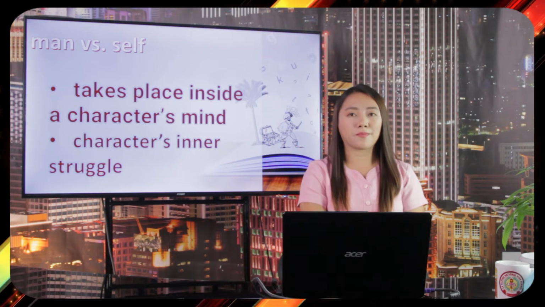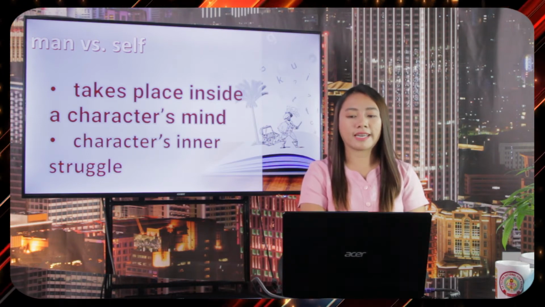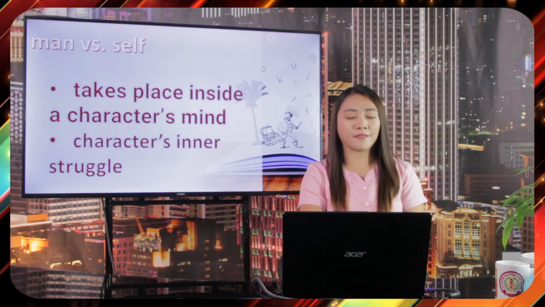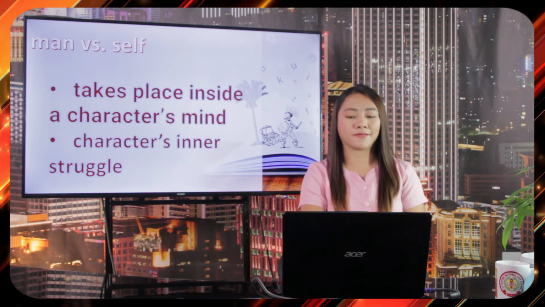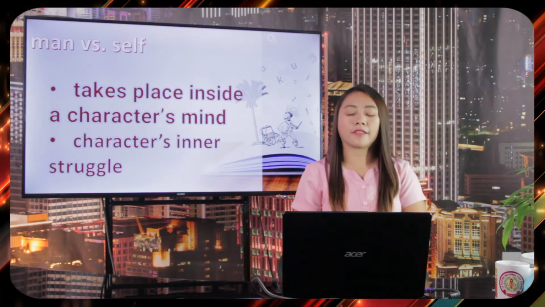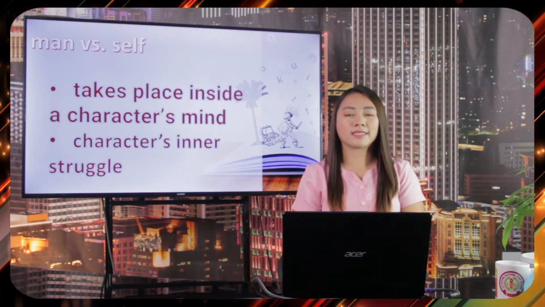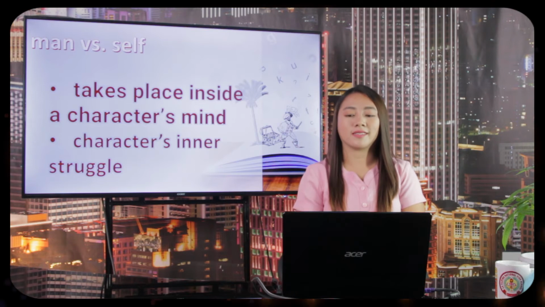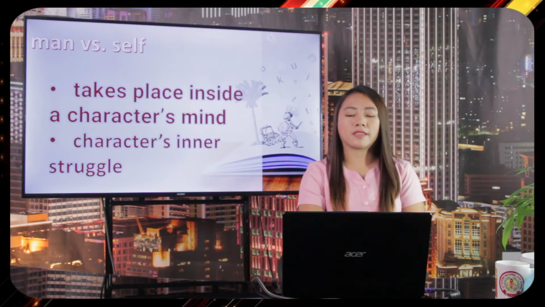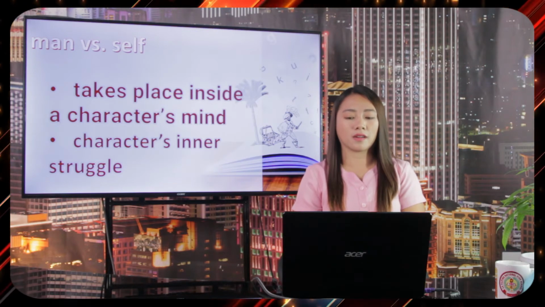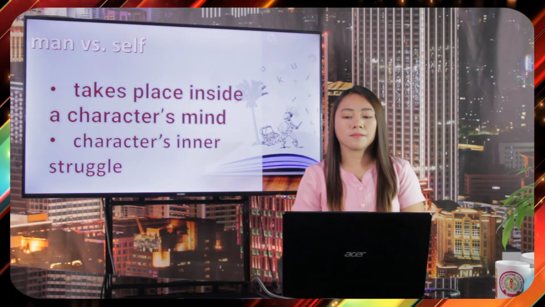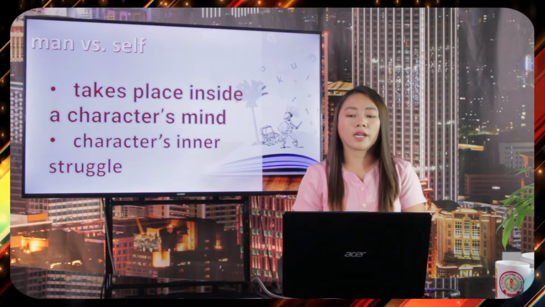The first type of conflict is character versus self conflict, also called man versus self. It is a type of conflict that takes place inside a character's mind. Man versus self literary conflict usually involves the main character's inner struggle with self-doubts, a moral dilemma, or their own nature.